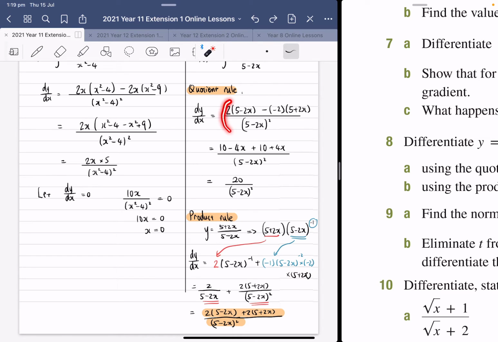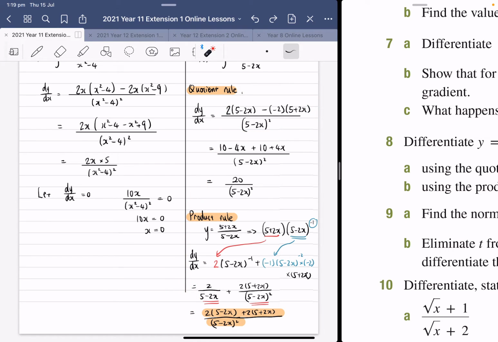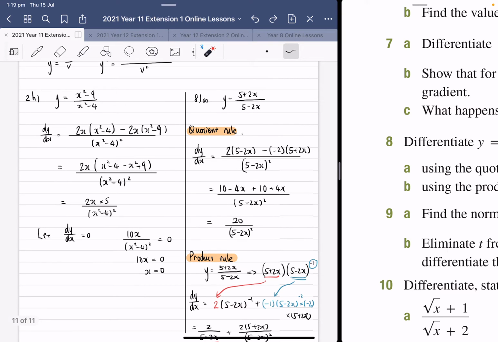Have a look at this expression and compare it to that. Are they the same? They are the same expression. So what does that mean? You've done so many steps here, and at the end you still haven't got an answer. You've only got to the first step of the quotient rule. Therefore, the product rule is not a good way to do this question, because you want to avoid using the quotient rule. It's not ideal.